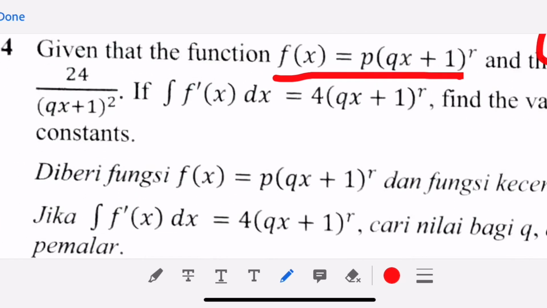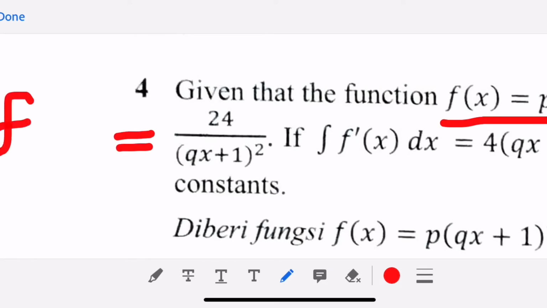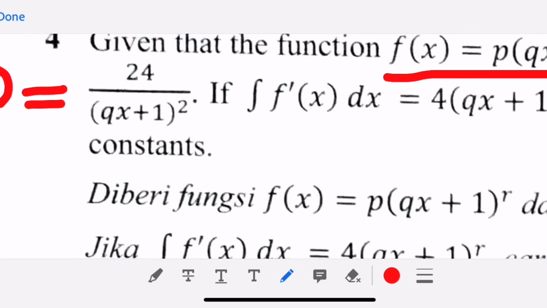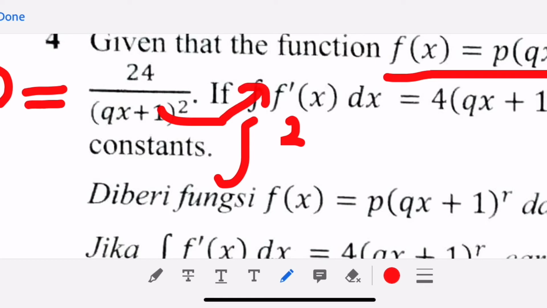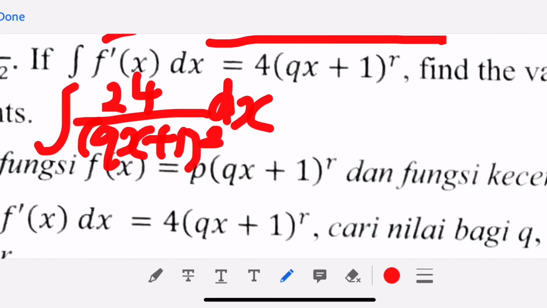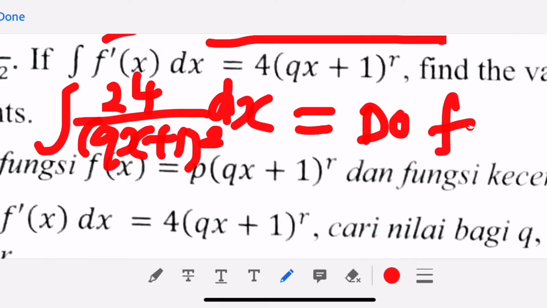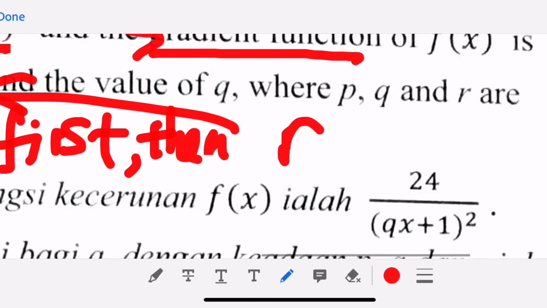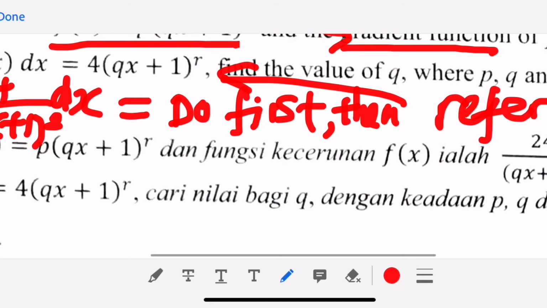So once dy/dx is given, you can integrate your dy/dx. If you integrate, this is the f prime x according to the question. So you are going to integrate 24 over (qx + 1) squared, and then equal to 4(qx + 1) to the power of r as given by the question. You don't see the answer given first. You do first. After you got the answer, then you come back to the 4(qx + 1)^r, then you do comparison and do reference.